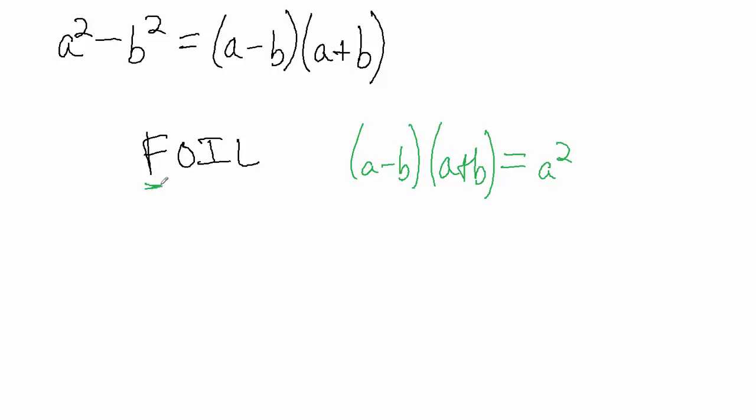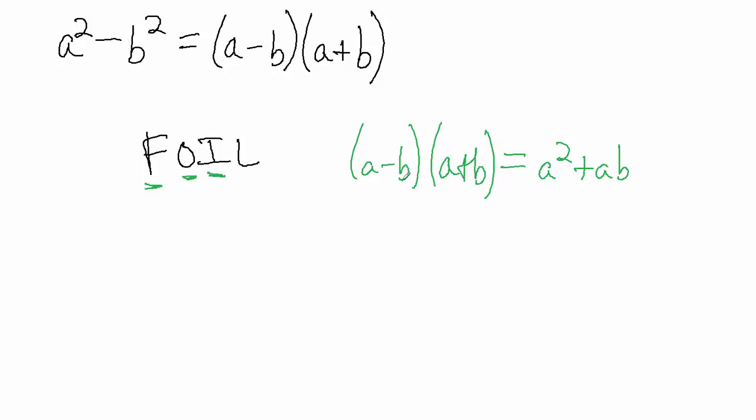So F stands for first, O stands for outer, and the outer in this case is a and b, because they're on the outside here, sort of on the outer edges of this whole expression. So first, outer, and the a is positive, the b is positive, so it's going to be plus ab.